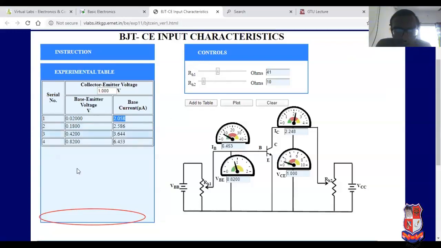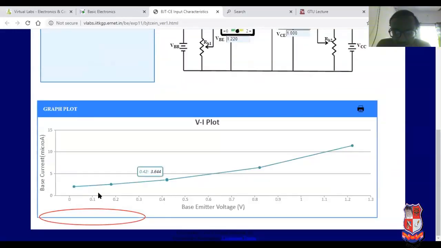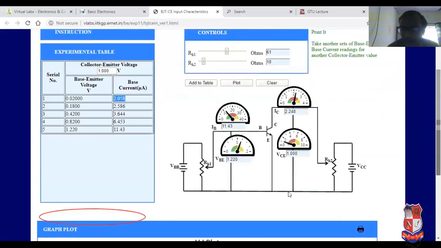Now see 3 to 6. See this 6 to 11. Now if you plot these characteristics, we can get this type of curve. So if you increase the collector current, with output voltage made constant, and if you increase this, then obviously base current is increased.